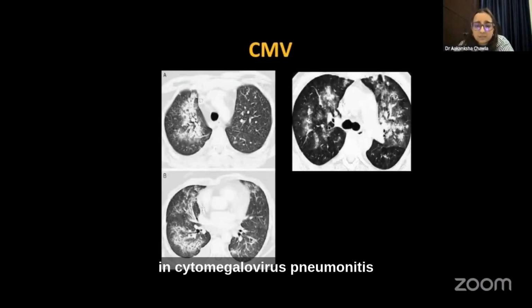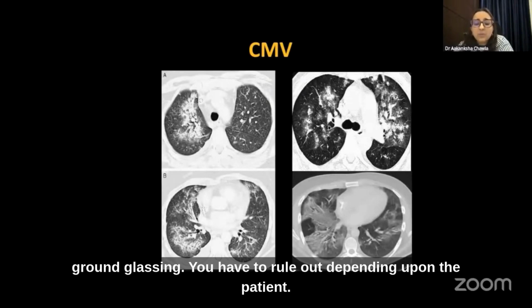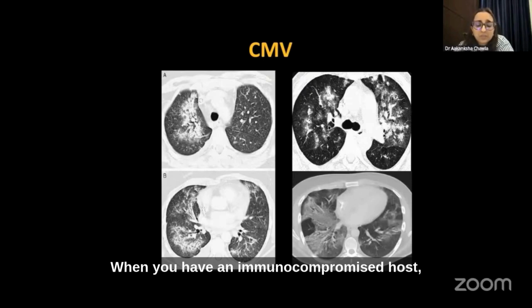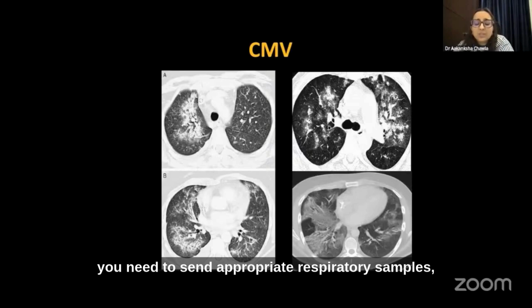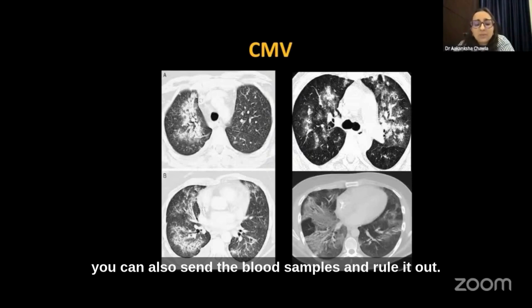Similarly, in cytomegalovirus pneumonitis also, you would have diffuse ground glassing, but the main feature in both of these is diffuse ground glassing. You have to rule out depending upon the patient. When you have an immunocompromised host, you need to send appropriate respiratory samples, ET secretions, do a BAL when possible, send the secretions for both the infections, and in CMV, you can also send blood samples and rule it out.